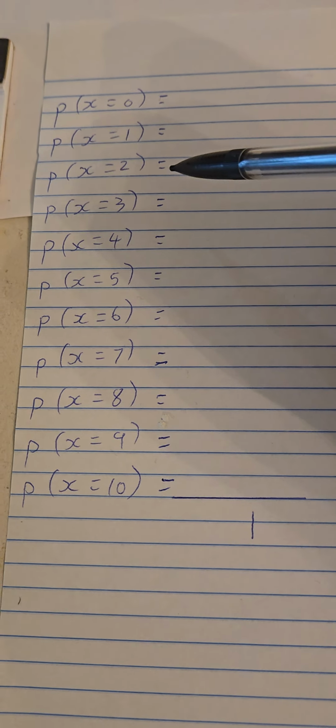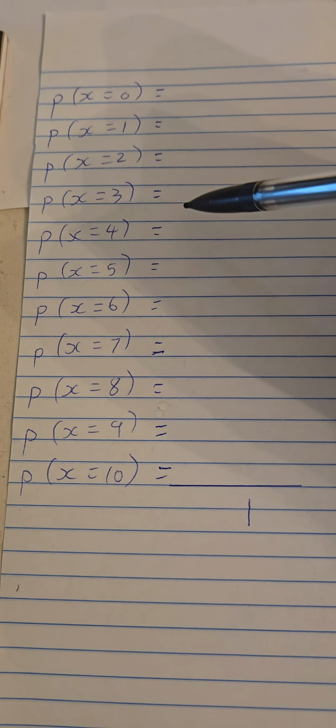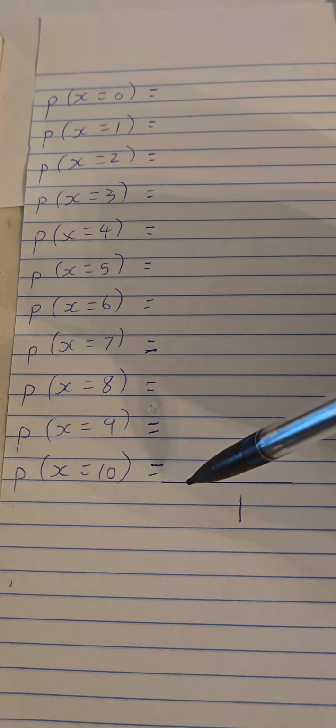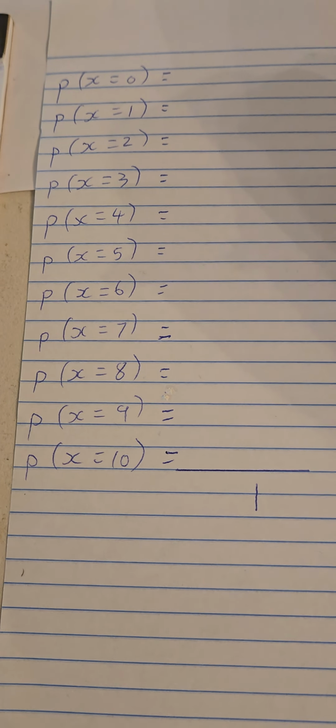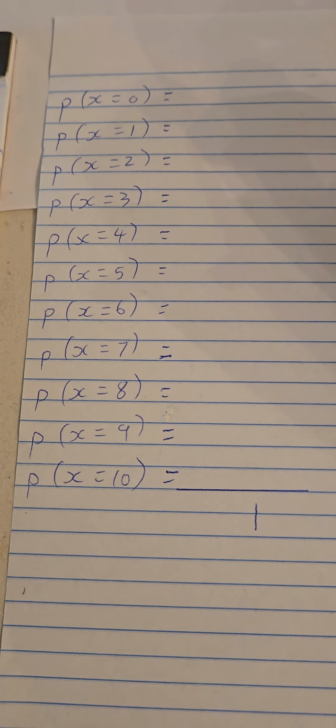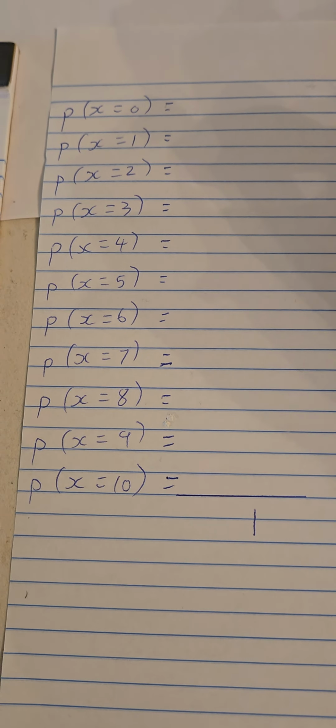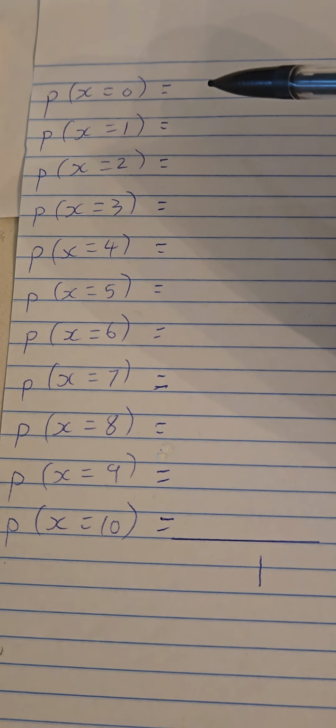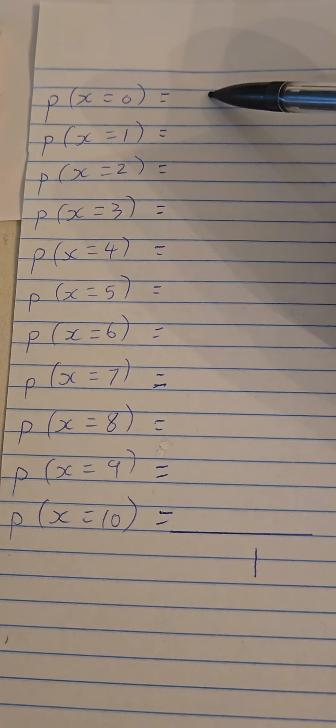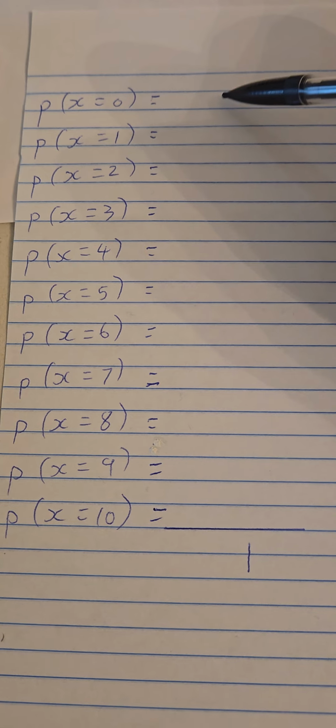What I could do is work this out for 2, work it out for 3, work it out for 4, all the way until 10. And if my arithmetic is correct, that would give me the correct answer. But I think it's much quicker to work out the probability of 0 and the probability of 1.